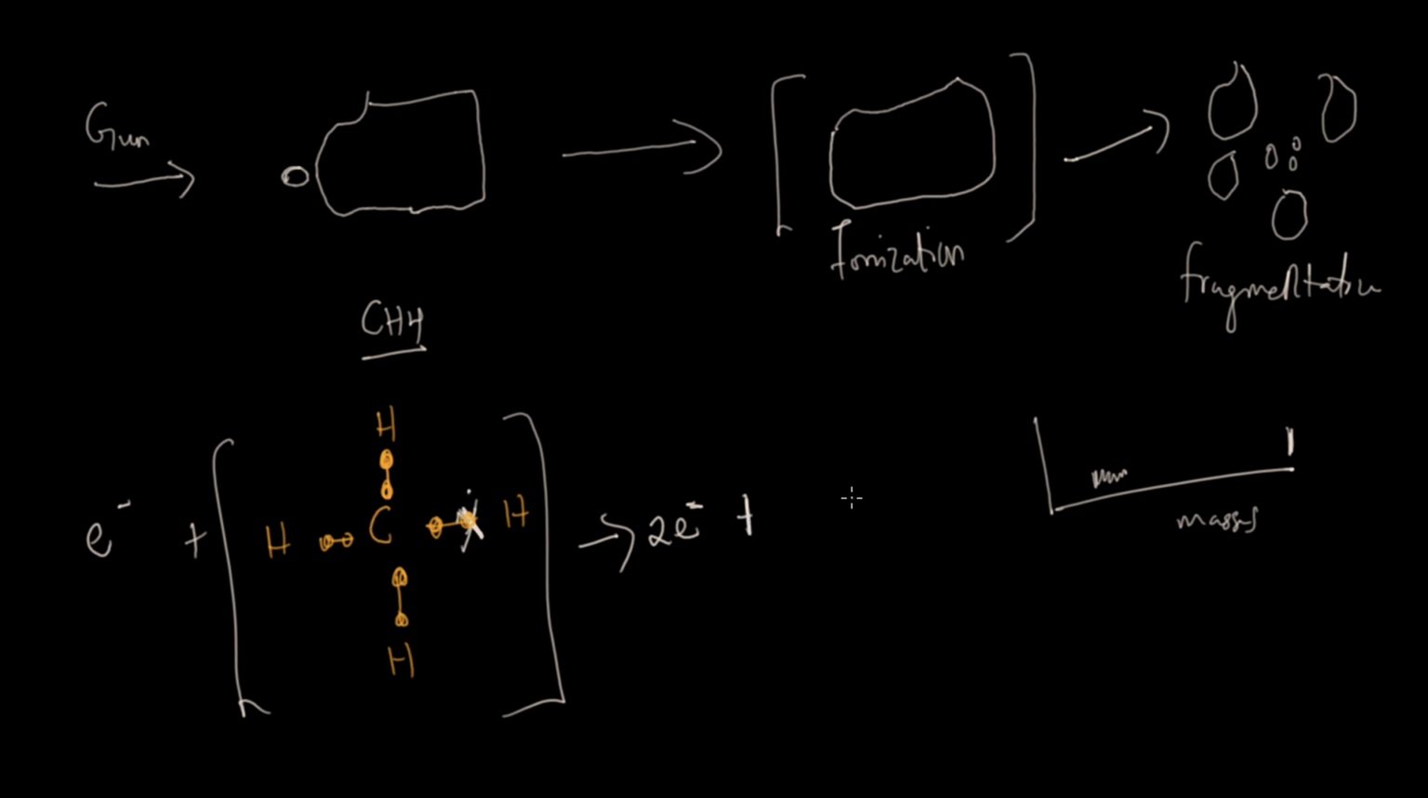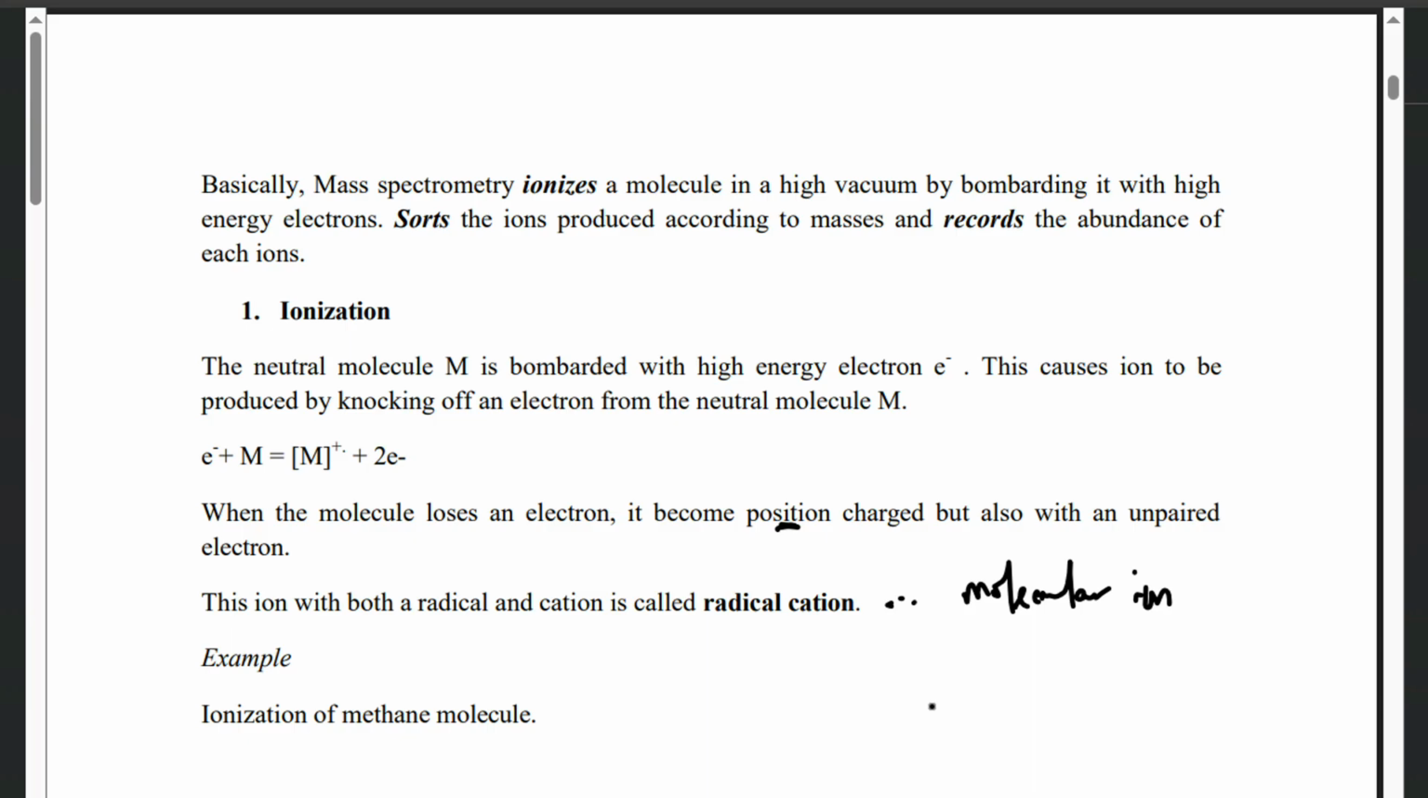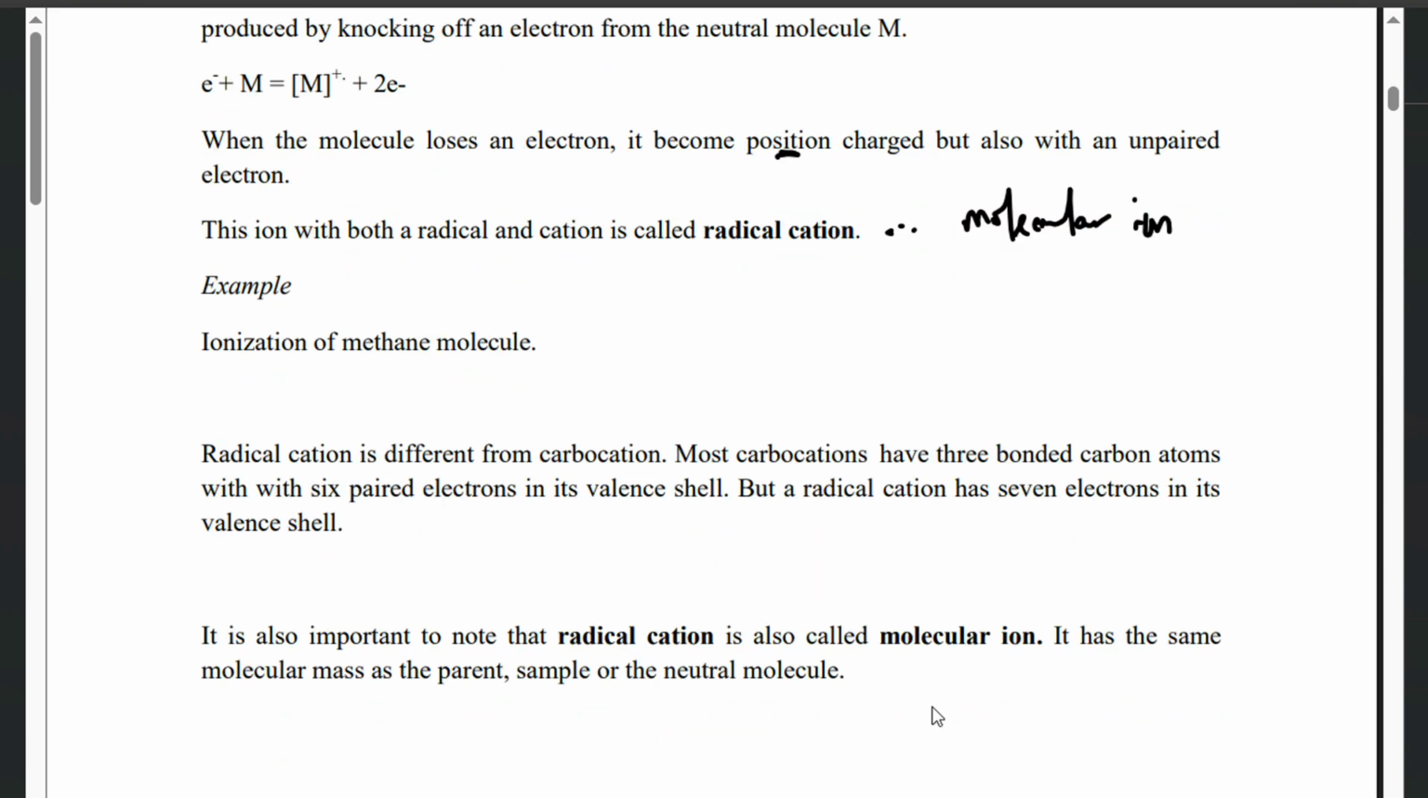In most cases we still write the structure as this, but we indicate at the top that it's now positive with a dot, showing that one electron has been knocked off. So this is a radical cation, or a molecular ion. That's the ionization of the methane molecule. Let's see the next thing.